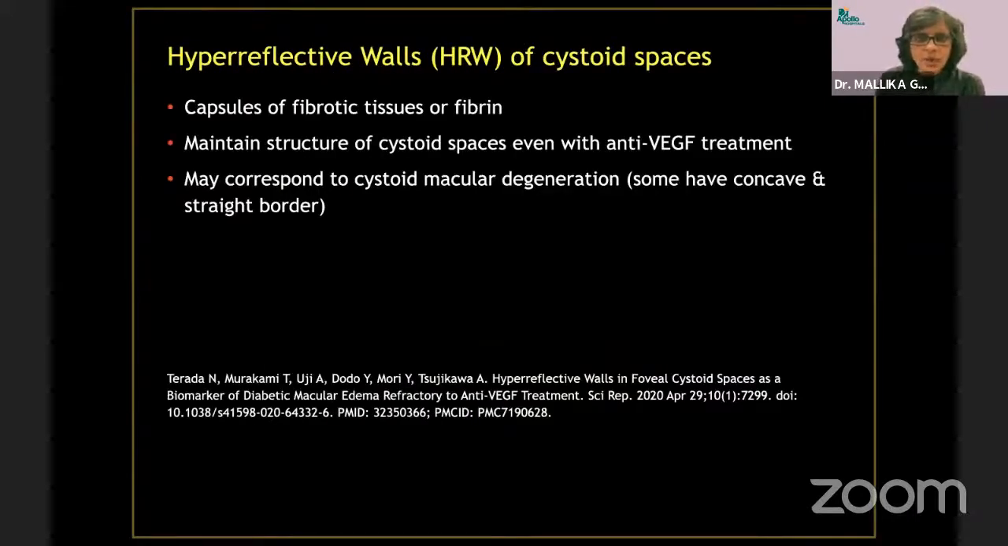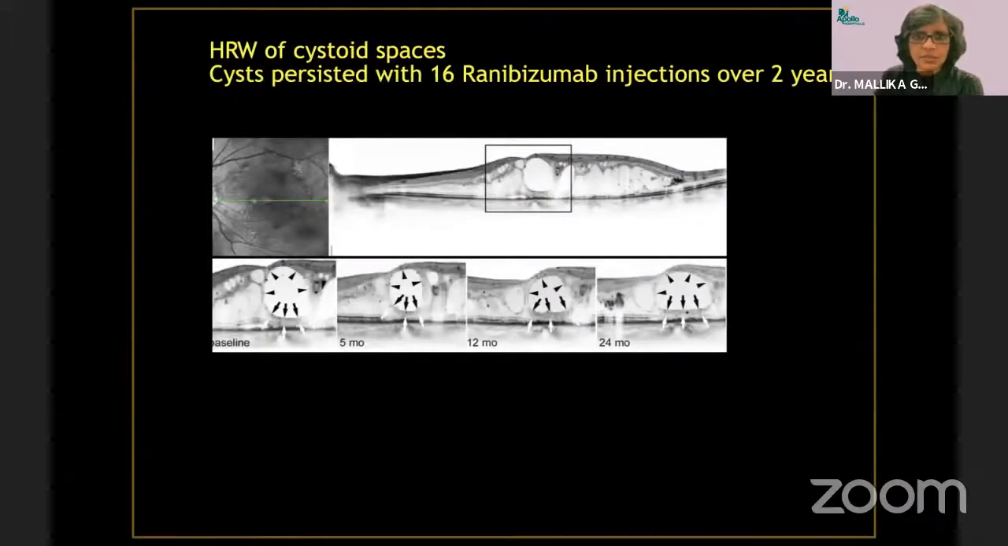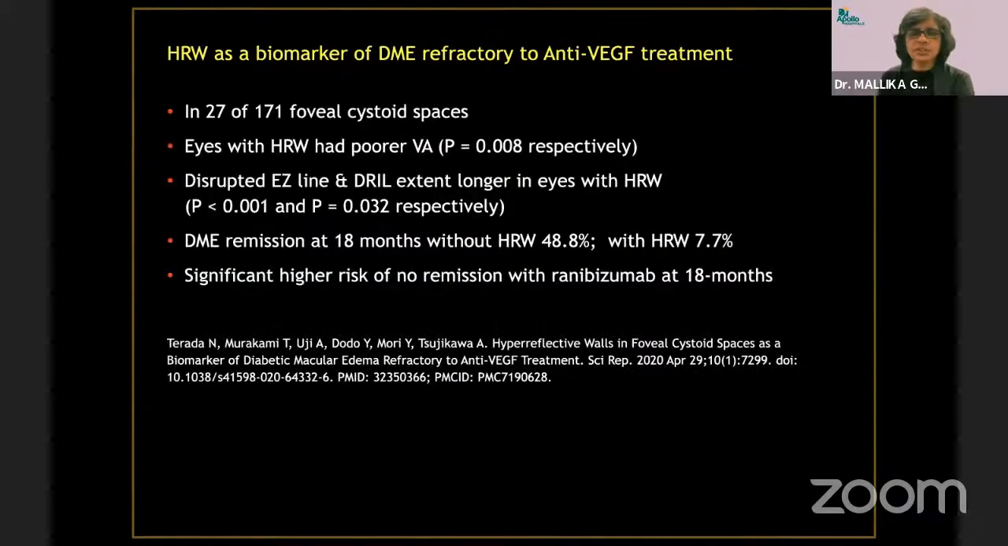And lastly, we come to hyperreflective walls of cystoid spaces. I haven't personally looked at these or found these, but these are described as capsules of fibrotic tissue or fibrin in patients with DME. Because these are fibrotic, they maintain the structure of the cystoid spaces even with anti-VEGF treatment. Or they may not even be fibrotic tissue. They may just correspond to cystoid macular degeneration, because some of them have been shown to have straight or concave borders. So this is how hyperreflective walls may be, and they do not respond to injections.